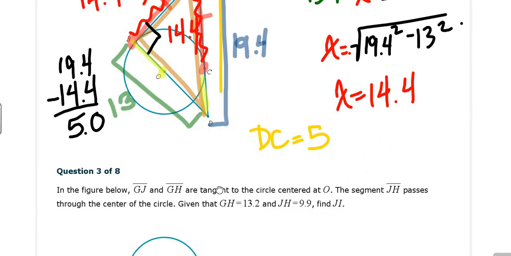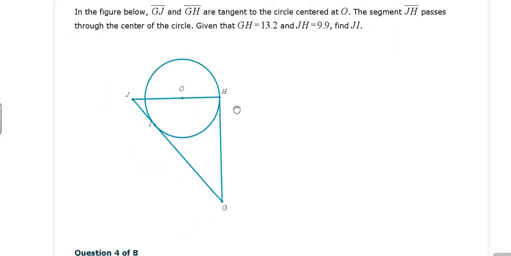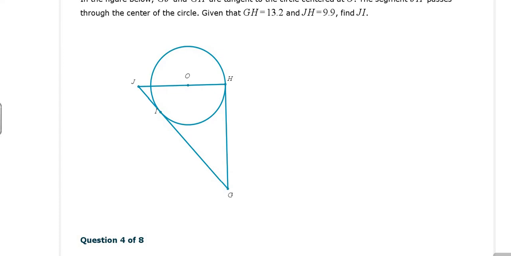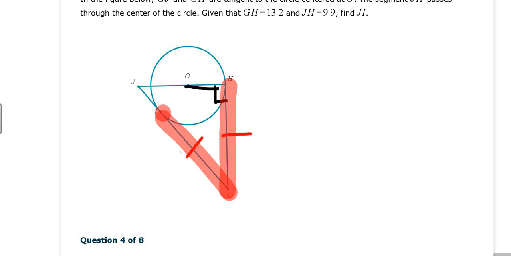Problem number 3 is very similar. What key things you want to watch out for is tangent to a radius, right angle at the edge. So watch out for that right angle. And the other thing you need to watch out for is tan angle to the point of tangency is going to be congruent.